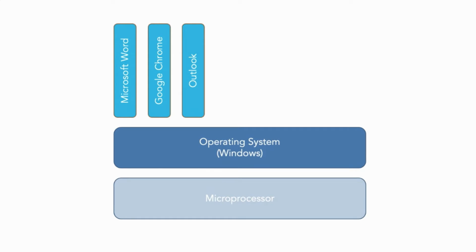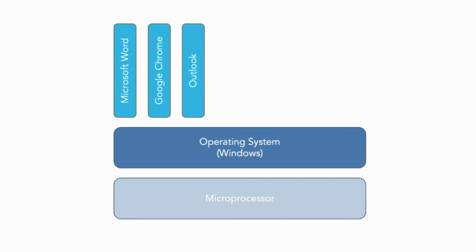I've kind of grayed that box out because we don't really need to know anything about the microprocessor, apart from the fact that having an operating system means that the three programs at the top, Microsoft Word, Google Chrome, and Outlook, don't need to concern themselves with the different types of microprocessors. So in this way, the operating system shields those programs away from the much deeper complexity of the actual chip inside the computer itself.